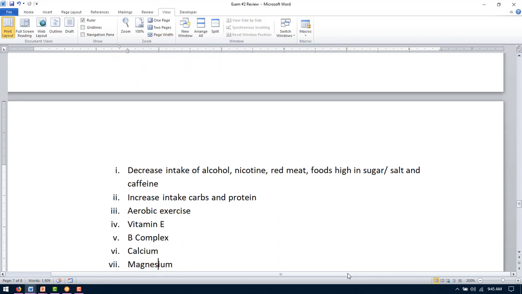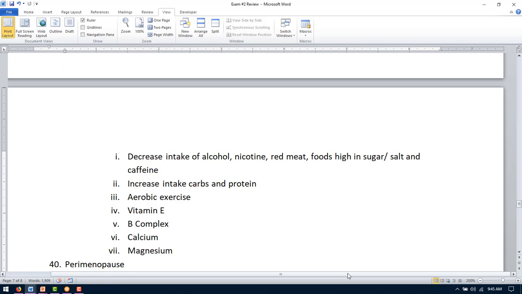For treatment, we're going to want to have them decrease the amount of alcohol, nicotine, red meat, sugar, salt, and caffeine. Make sure that they're intaking low amounts of all of that. Just different vitamins and minerals to help with different aspects of it. You can look those up.